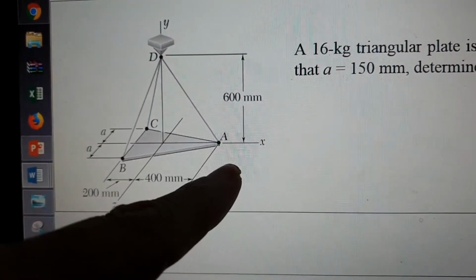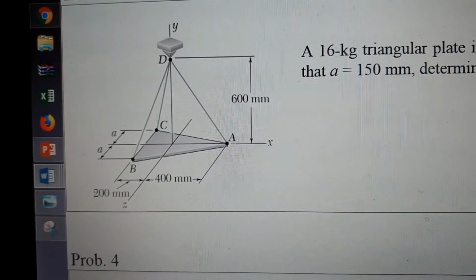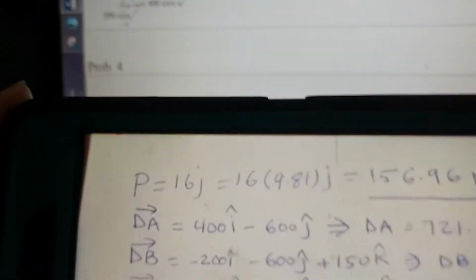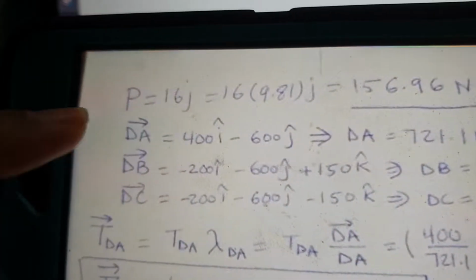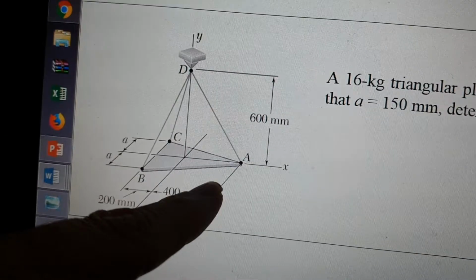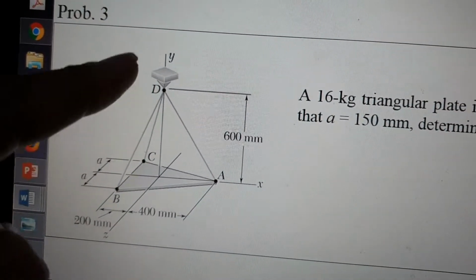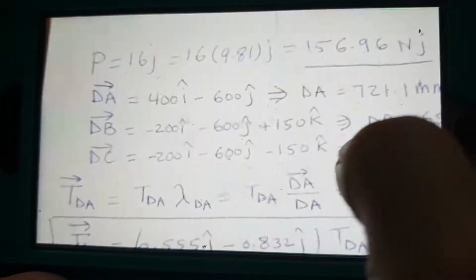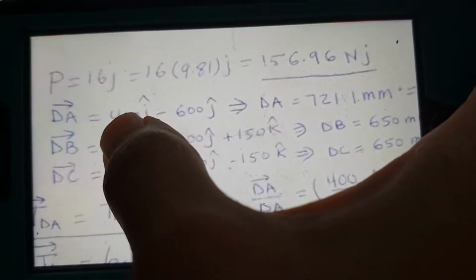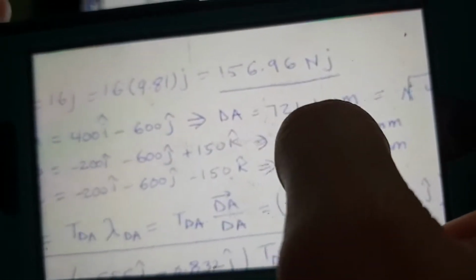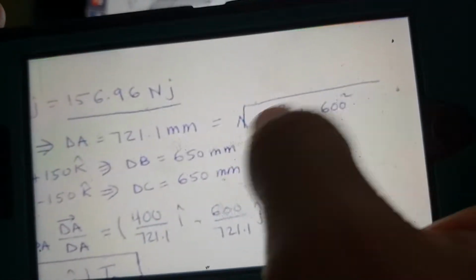Let's look at A. What's A? A is only in the x-axis. Where's the y? Where's the 0? Here. So it's 400. If you go dA, which means A minus D, A is 400 in the x, 400 minus 0, and then 0 minus 600. So it will be 400i minus 600j. That's dA. From here you have to find the magnitude: 400 squared plus 600 squared, all under the square root, to find out dA is equal to 721.1 millimeter.